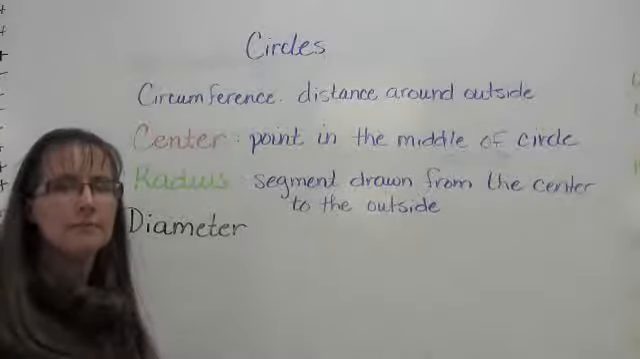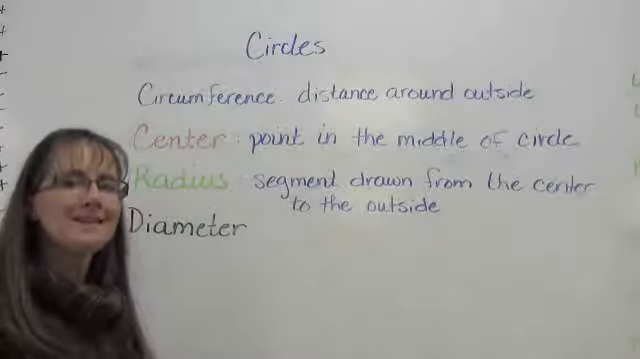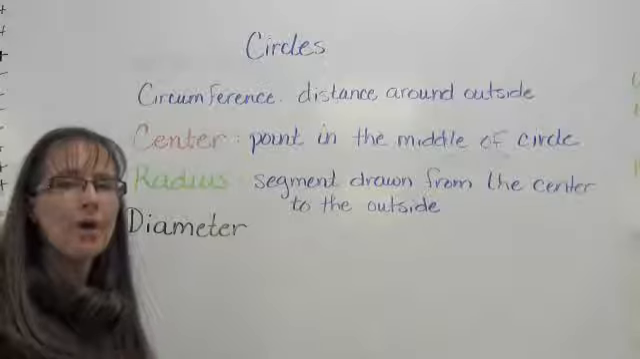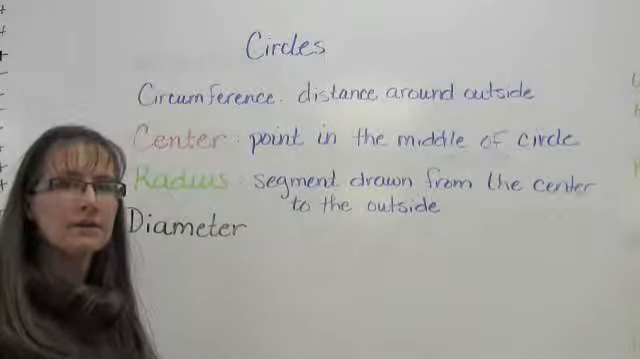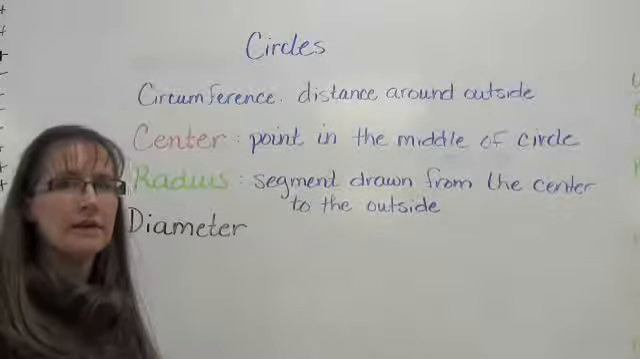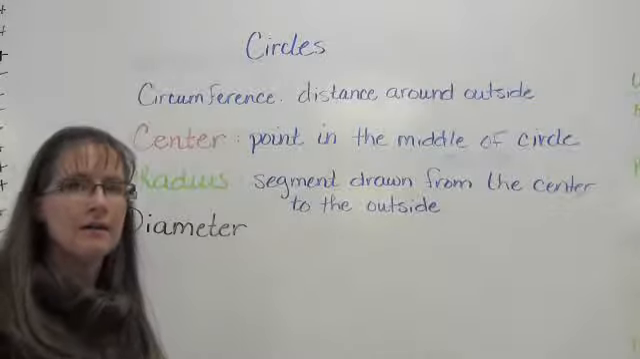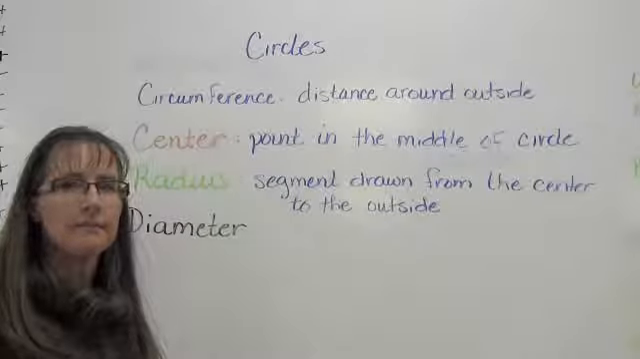And then, of course, we have the diameter. The diameter would be the segment that goes from one point on the outside of the circle through the center to the other side, a point opposite on the outside of the circle.